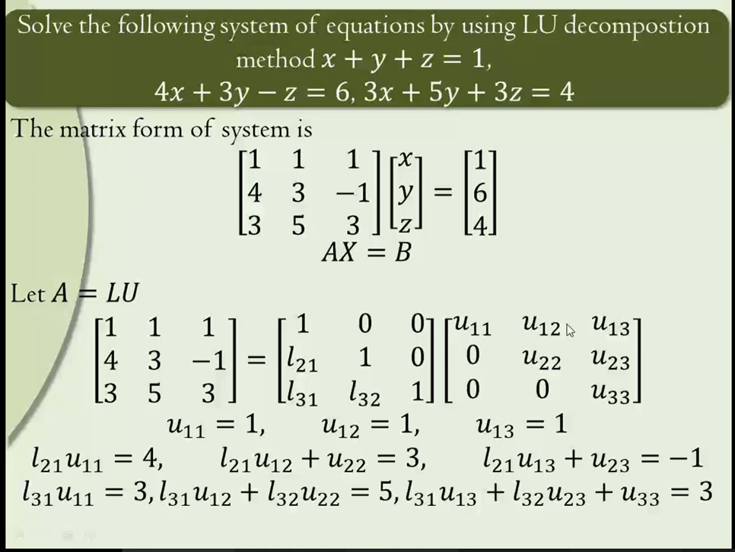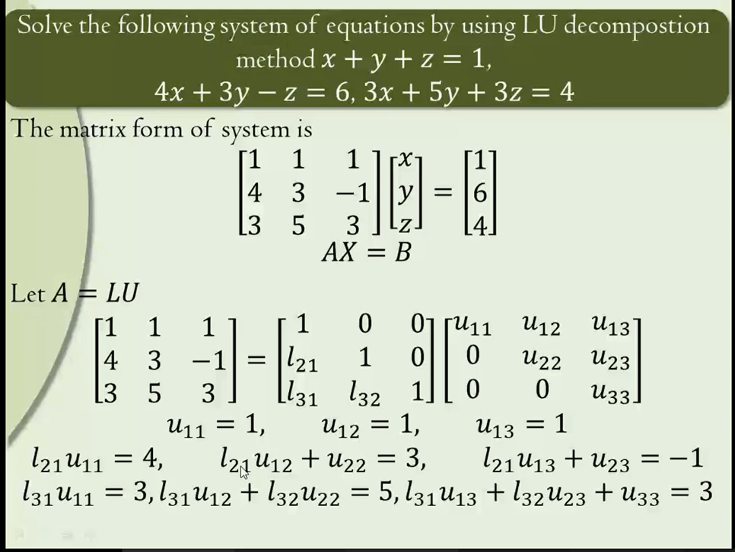Now solve these equations. The first 3 values we get directly. Put this value here. That gives us L21 equal to 4 divided by 1, that is 4. Put these 2 values over here. U12 is 1, L21 is 4, so 4 into 1 is 4. Take 4 to the other side. U22 will be -1, 3 minus 4, that is -1.